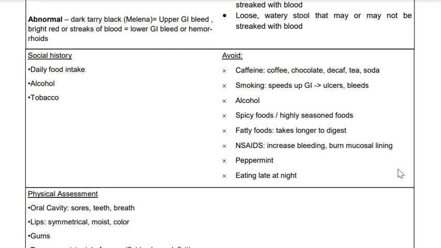Actually, smoking speeds up the GI tract. So look, it causes increased ulcer bleeds. It can affect the GI tract more than people think. Alcohol, spicy foods, highly seasoned foods, and fatty foods take longer to digest.